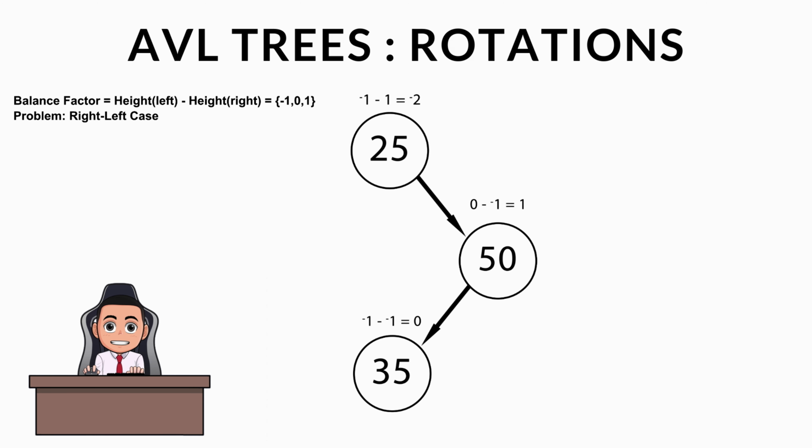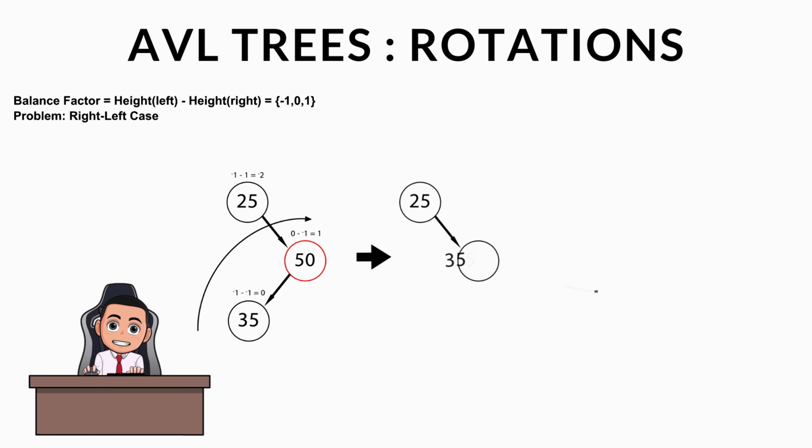Now, in order to solve this, just like our left-right case, we should convert this into a form that's familiar to us. So let's perform a right rotation around this node. So we should get the following. 35 becomes the parent, and 50 becomes the right child of 35. Taking a look at the result, this kind of looks like a right case now.